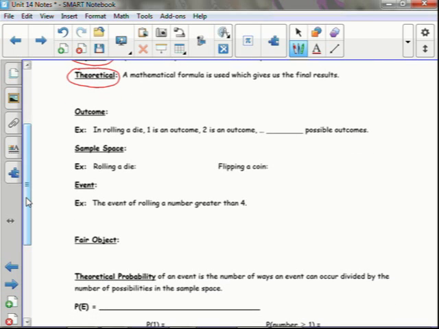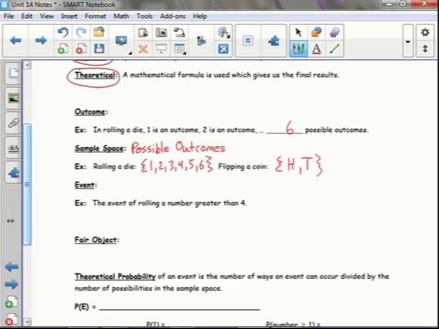The first is outcome. Rolling a die, 1 is an outcome, 2 is an outcome, 3, 4, 5. There are 6 possible outcomes. And the sample space represents the possible outcomes. So what is the sample space? Well, for rolling a die, it could be 1, 2, 3, 4, 5, or 6. That would be the sample space. Flipping a coin, it could be heads or tails.